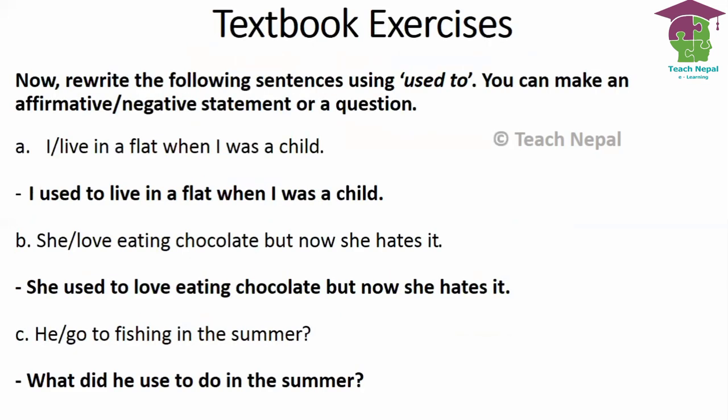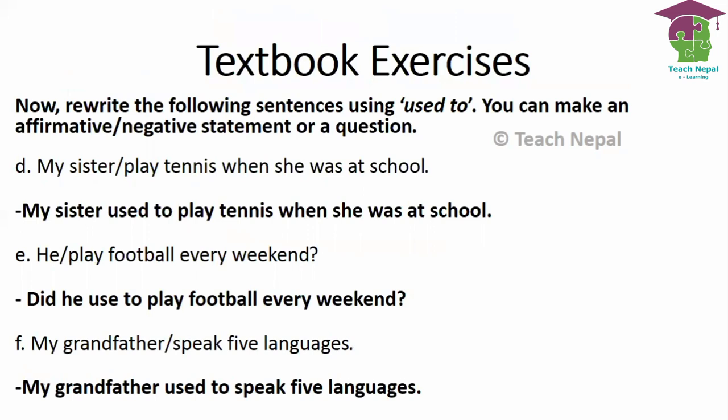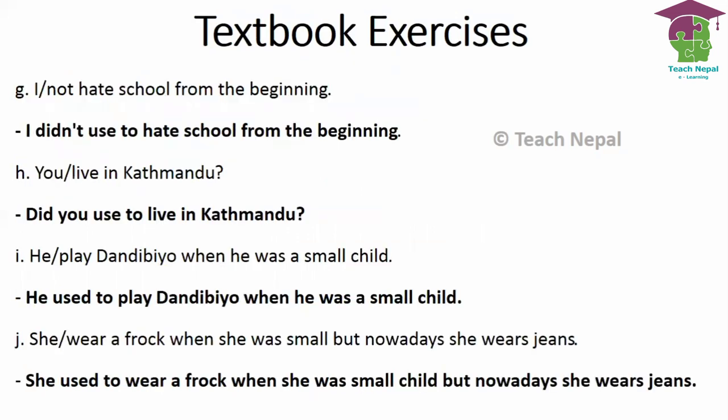So please go through the textbook exercises given here. Rewrite the following sentence using used to. You can make a question, negative, as required. I lived in a flat when I was a child, right? I used to live in a flat when I was a child. She loved eating chocolate, but now she hates it. That means she used to love eating chocolate, but now she hates it. In this way, please go through other answers. D to F here, G to J you have been given here.